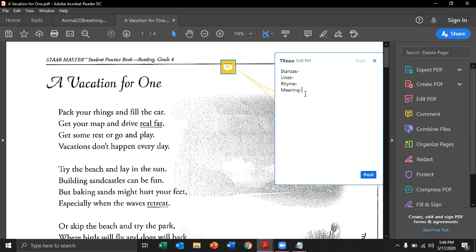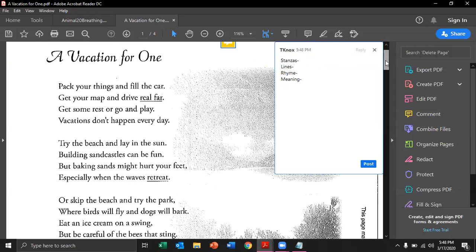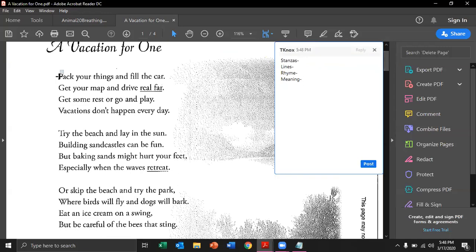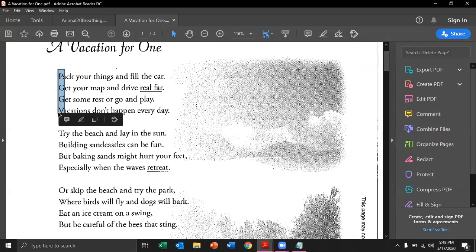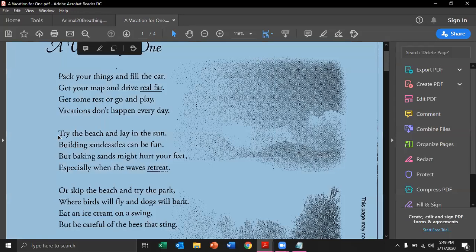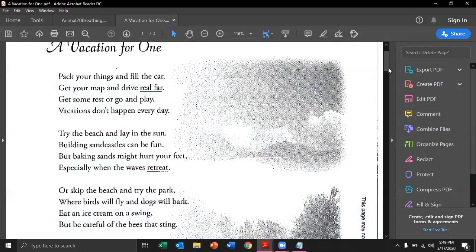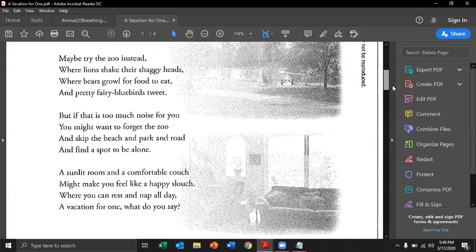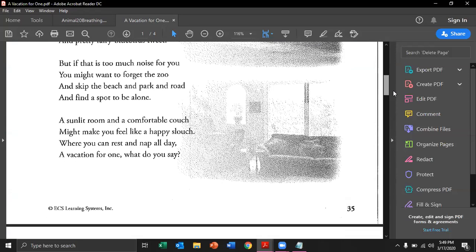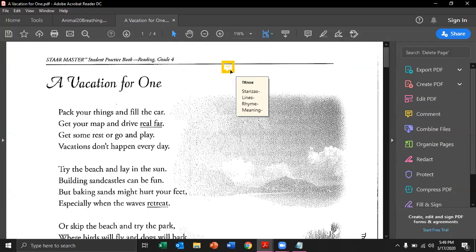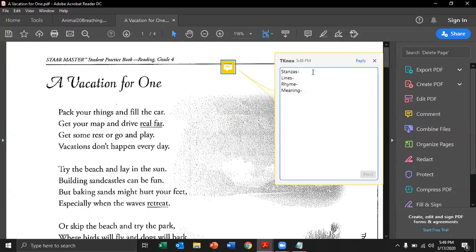So first, we're going to annotate. We're going to look at how many stanzas we have. And on this one, we have one stanza, and we have two, three, four, five. I see six stanzas. Open back up my notes. Six stanzas.